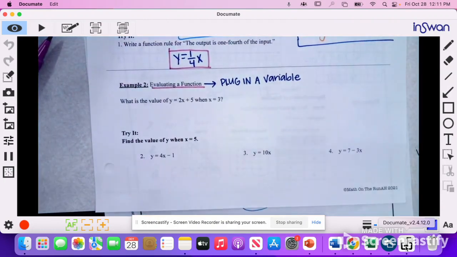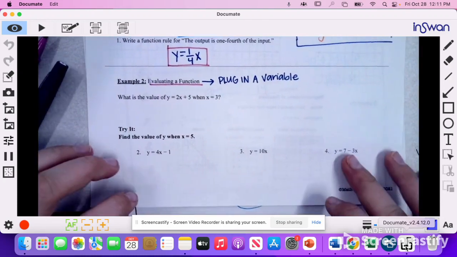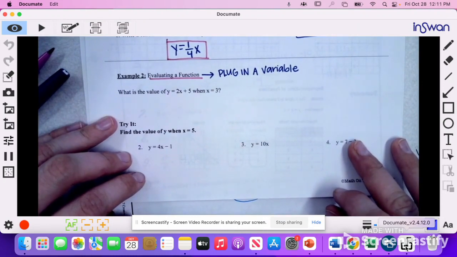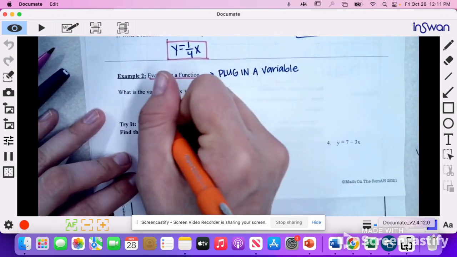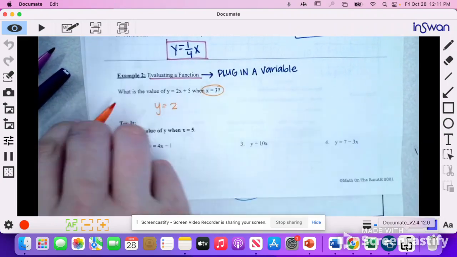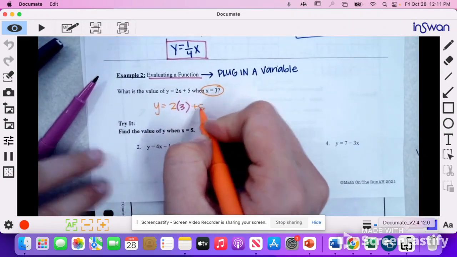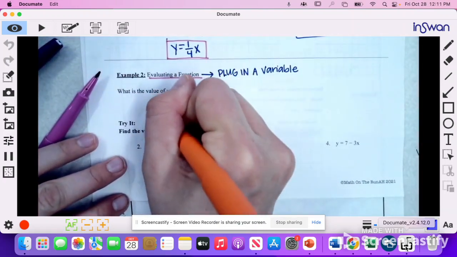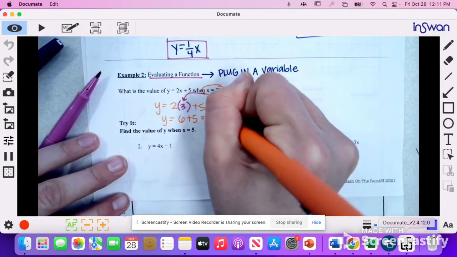So on the first one, what are we going to plug in? What are we given? What does it give us? X equals 3. So we're going to plug this in. Y equals 2 times 3 plus 5. Okay, so this went in right there. What's 2 times 3? 6. What's 6 plus 5? 11. Okay.